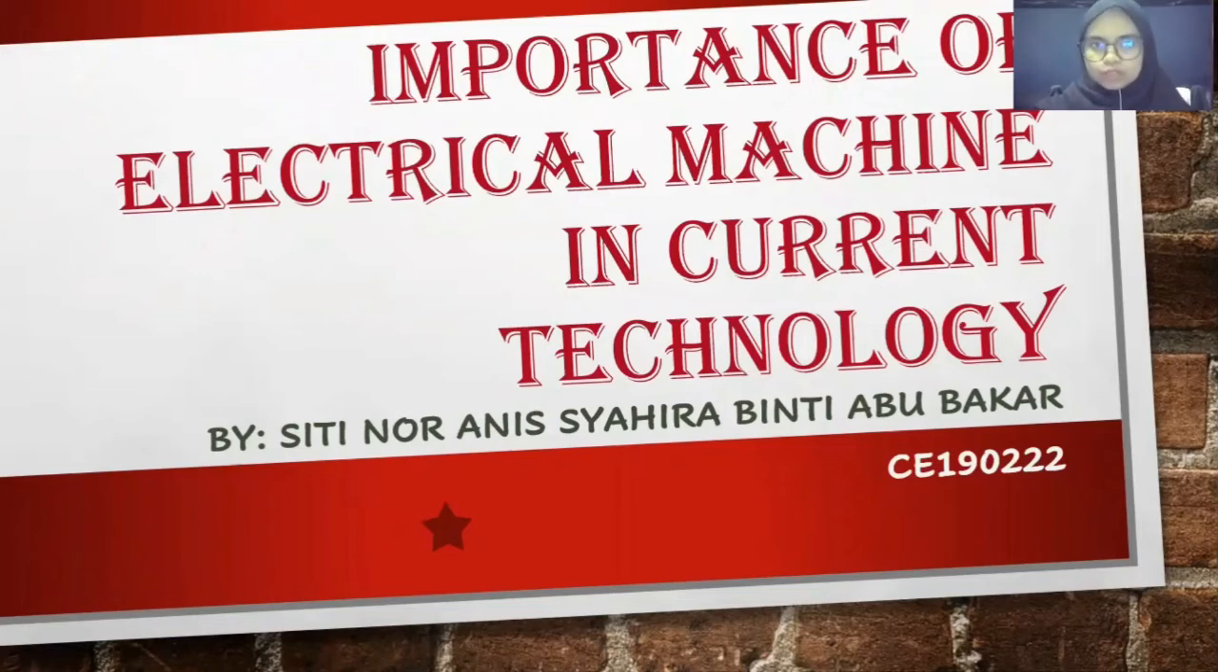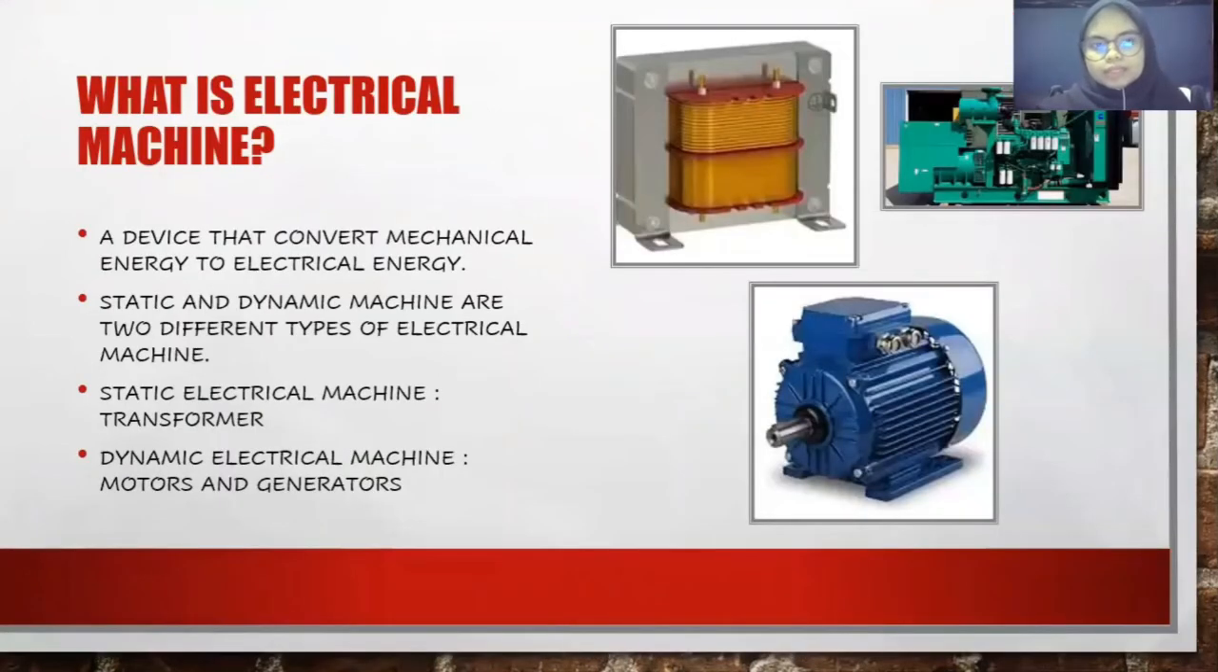Before we go further into the topic, firstly we need to know about electrical machines. An electrical machine is a device that converts mechanical energy to electrical energy. There are two different types of electrical machine: static and dynamic. Static electrical machines are such as transformers, and dynamic electrical machines are motors and generators.